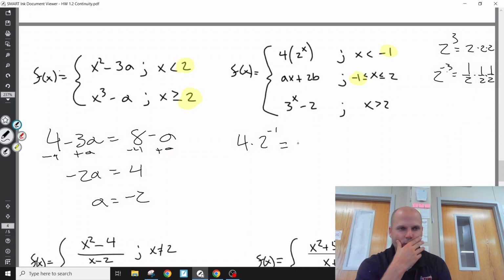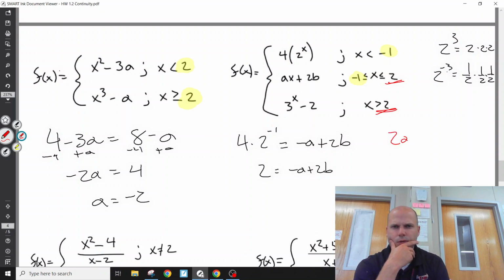This is negative a plus 2b. I didn't give you much space for this. Two equals negative a plus 2b. The middle piece needs to meet up with the bottom piece at 2. 2a plus 2b equals 3 squared, which is 9 minus 2, which is 7. This is so gross. But whatever. I can solve for a.